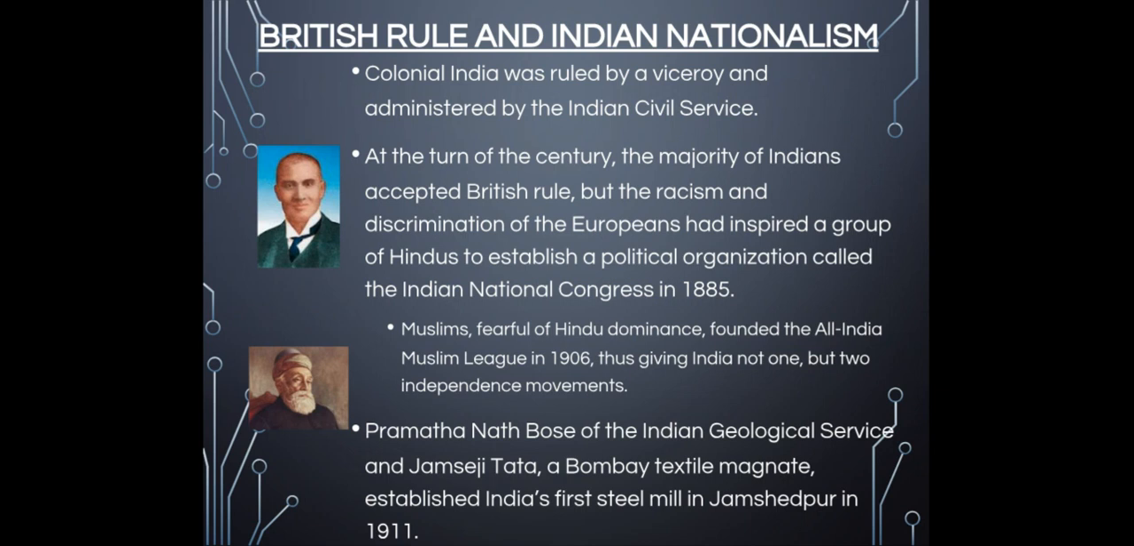At the turn of the century, the majority of Indians had accepted British rule, but there was institutionalized racism and discrimination of Indians by the Europeans. Because of this, the fact that Indians could not take the test for the Indian civil service, this inspired a group of Hindus to establish an organization called the Indian National Congress in 1885. And Muslims who were fearful of Hindu dominance founded the All India Muslim League in 1906. So now India has not one, but two independence movements.